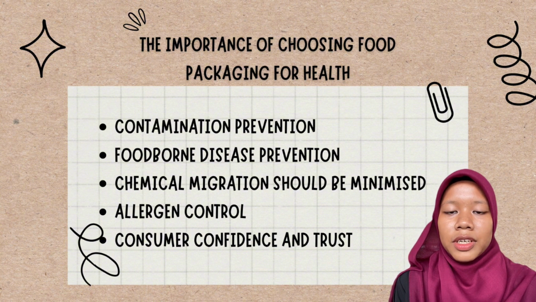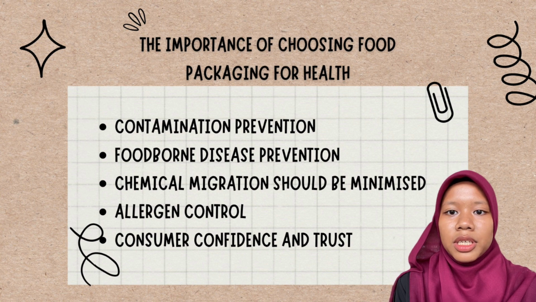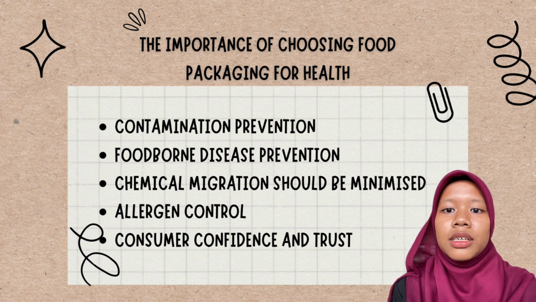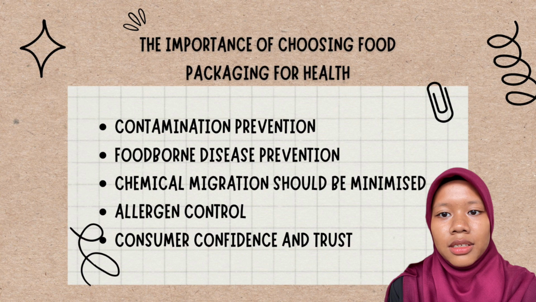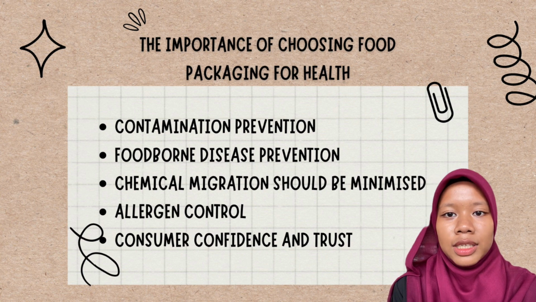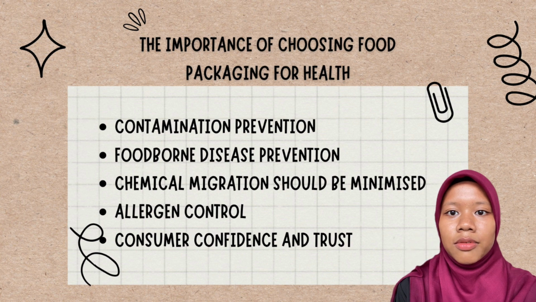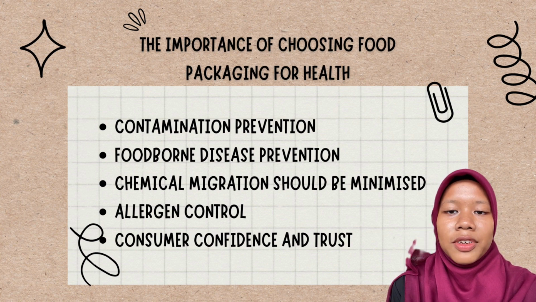Firstly, contamination prevention. Proper packaging is critical in preventing food contamination from physical, chemical, or biological dangers. It serves as a barrier between the food and external contaminants such as germs, chemicals, or foreign particles. Properly designed and constructed packaging aids in the preservation of food quality and safety by reducing the danger of contamination throughout the supply chain.